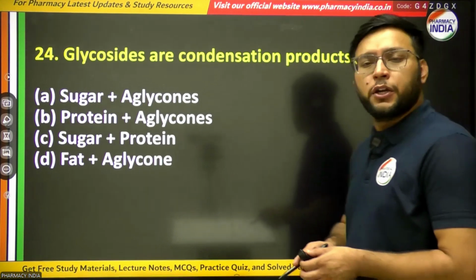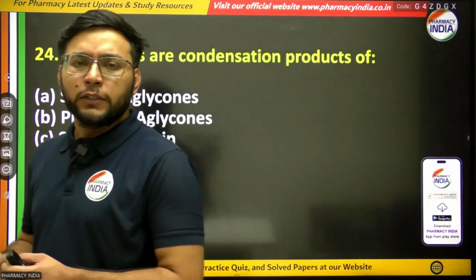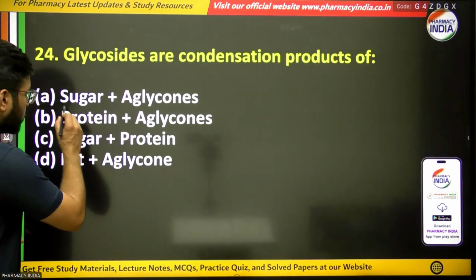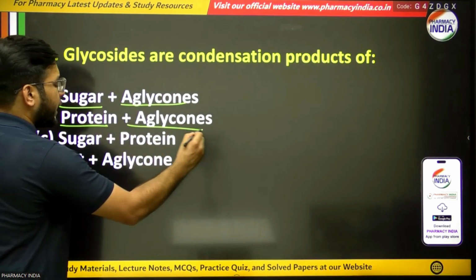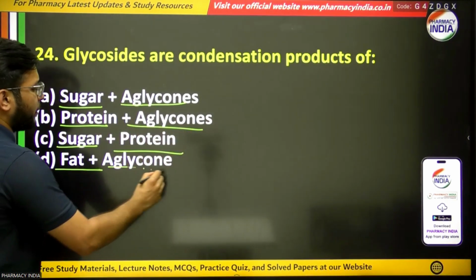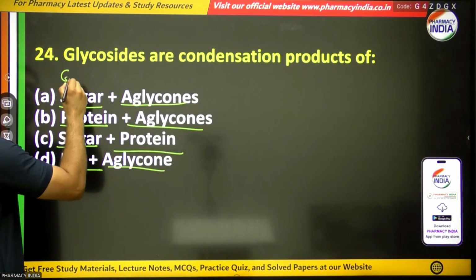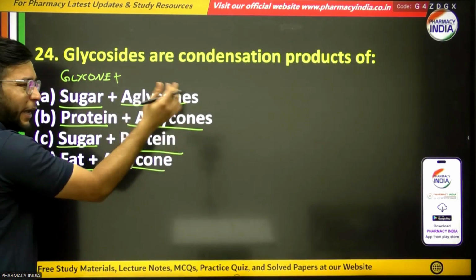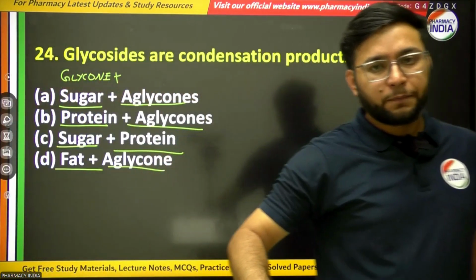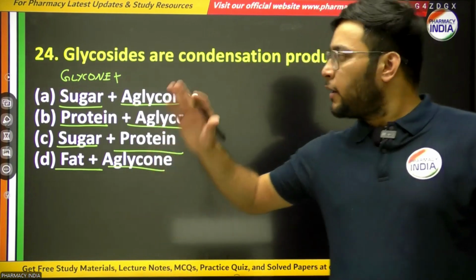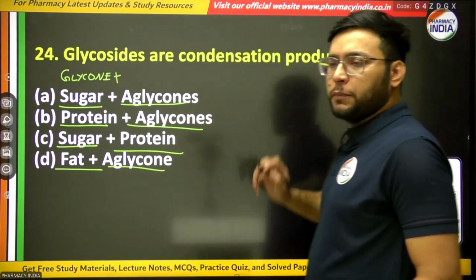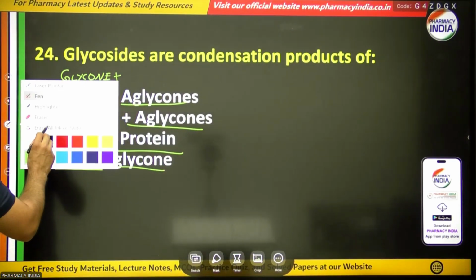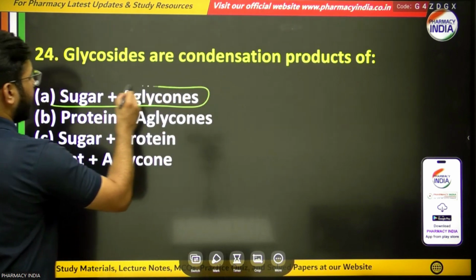Now coming to the next question: glycosides are the condensation products of what? A glycoside is made up of sugar, or glycone, plus aglycone, which means non-sugar. So let me be clear: a glycoside is obtained from sugar plus non-sugar, that is, glycone plus aglycone.